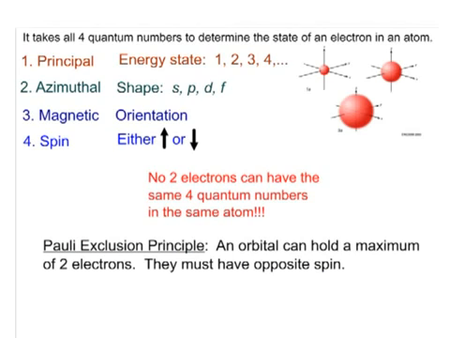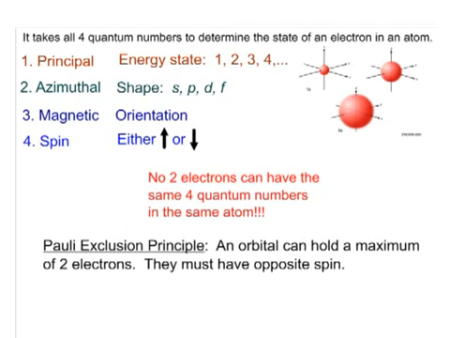It's important to remember that it takes all 4 quantum numbers to determine the state of an electron in an atom. So all 4 of these quantum numbers are critical in describing where that electron is in the atom and what it is doing. No 2 electrons can have the same 4 quantum numbers in the atom ever. That is an impossibility. That's the Pauli exclusion principle, a really important concept: an orbital can hold a maximum of 2 electrons. Say an s orbital can hold 2 electrons in there, but they must have opposite spin.